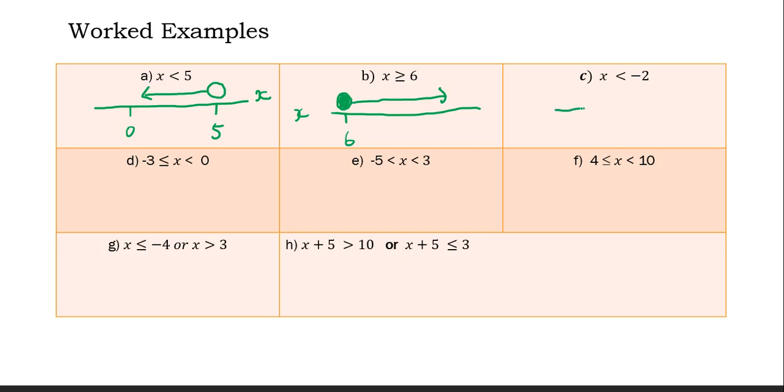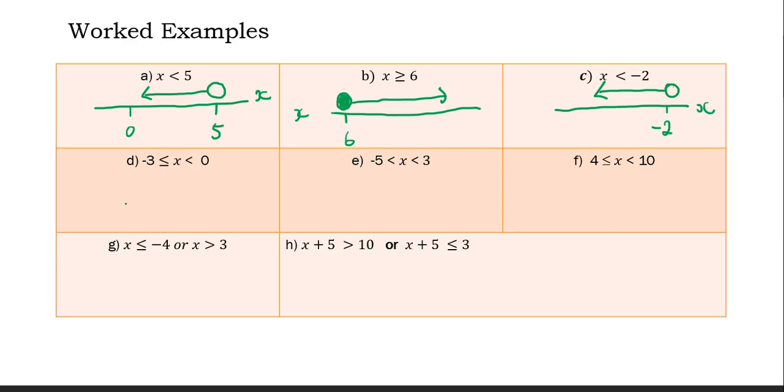X is less than negative 2. All right, so if negative 2 is here, I'm focusing on all the numbers less than negative 2. So, actually, don't color that in because it is not equal to. Okay, it's just x is less than negative 2. You don't have to do this either, but I do like to do it just to make it clear.